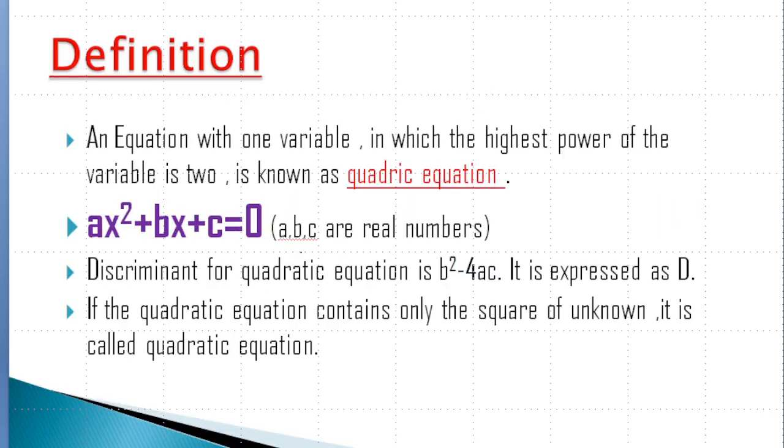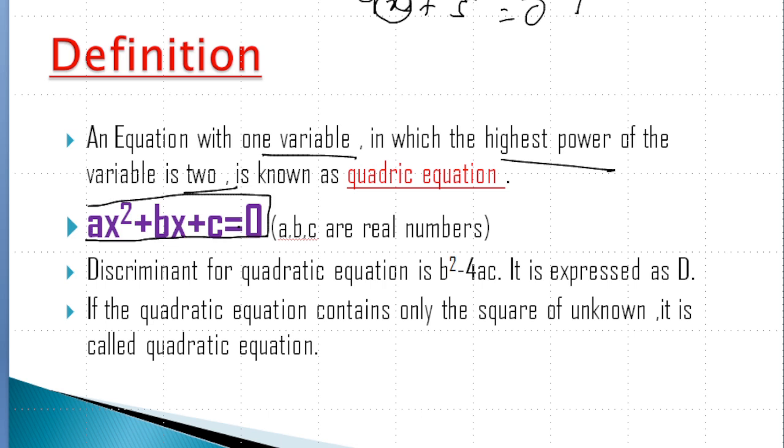Now come to our first, the definition. What is the definition? An equation with one variable in which the largest power is always 2. See, we read about the linear equation, 4x plus 5 equals 0. The highest power of x is 1, so the degree is 1. But the form of the quadratic equation is ax square plus bx plus c. See carefully, ax square plus bx plus c. Here the degree is 2, so the highest power is 2.